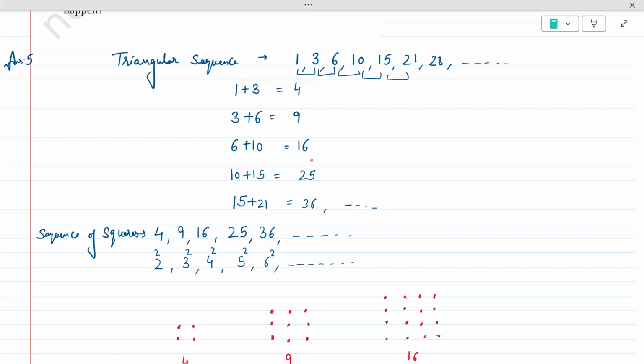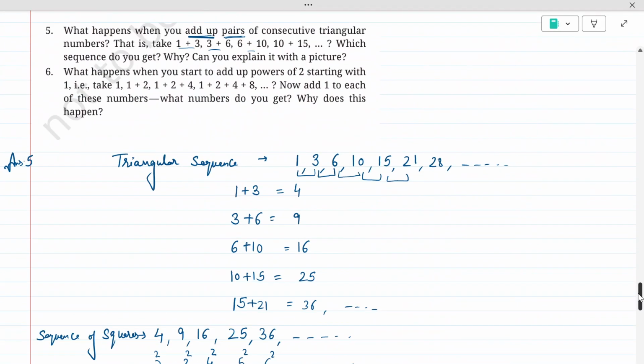Similarly, if we keep on drawing this, we will get the bigger squares here. So this is the end of the question. I hope this is clear. Now let us move to the next question.